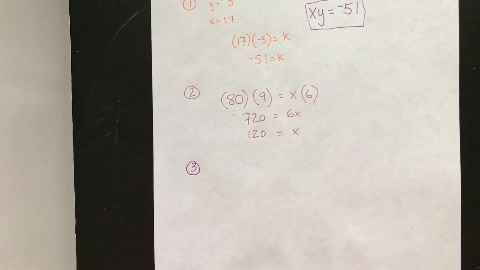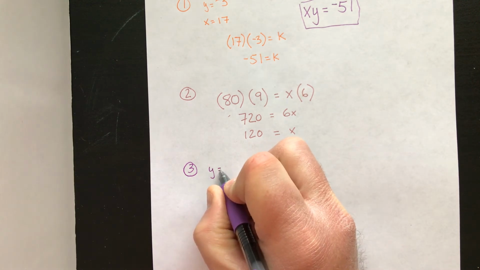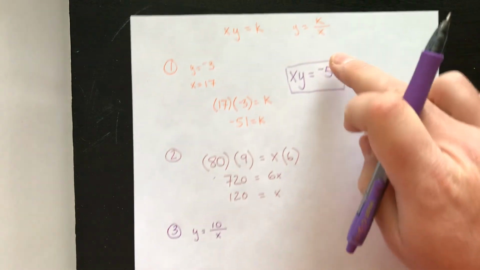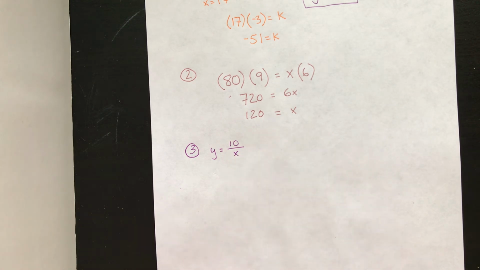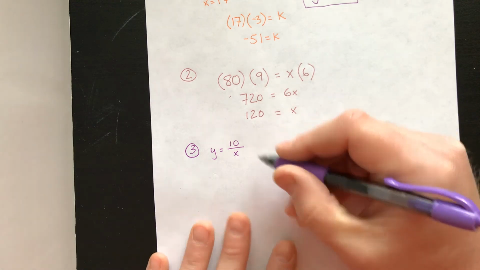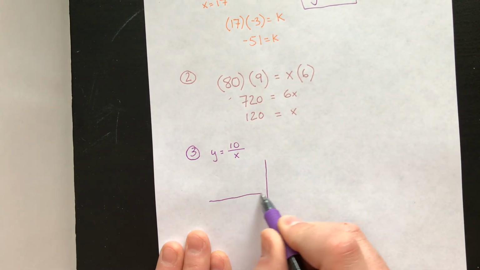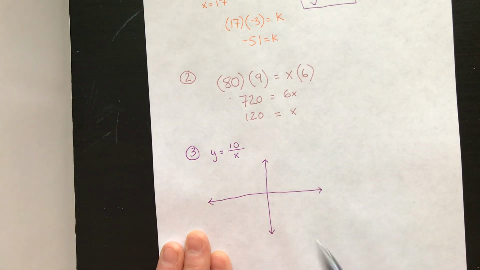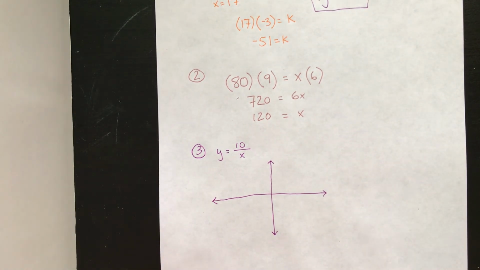And for our problem number 3, they say, what is the graph of y is equal to 10 over x? And this is an inverse variation, like up here. So my constant is 10. Now, if your constant is greater than 0, let's get my x and y axis here. I'm not going to get too fancy with this, and you can always graph this on a calculator. But you are going to have limits.